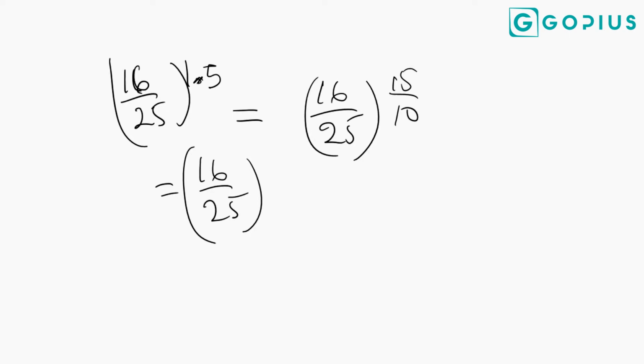Now, it is not ideal for you to begin to think of taking 10th roots of 16 over 25, because you'll be thinking of a number that when you multiply it 10 times you have 16, and when you multiply it 10 times you have 25. Believe me, that number is crazy.